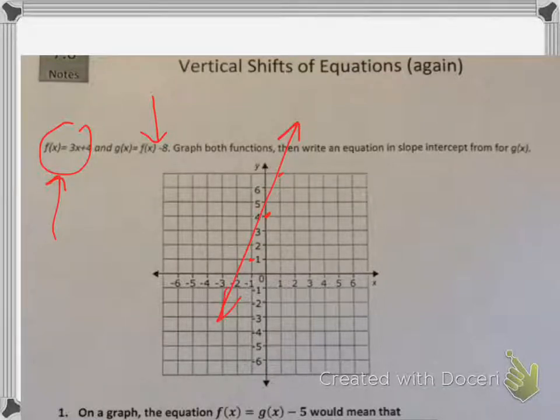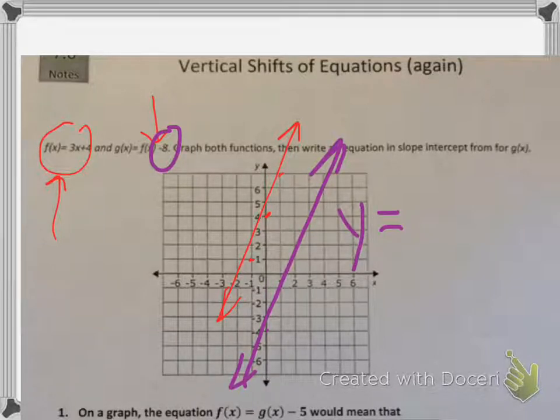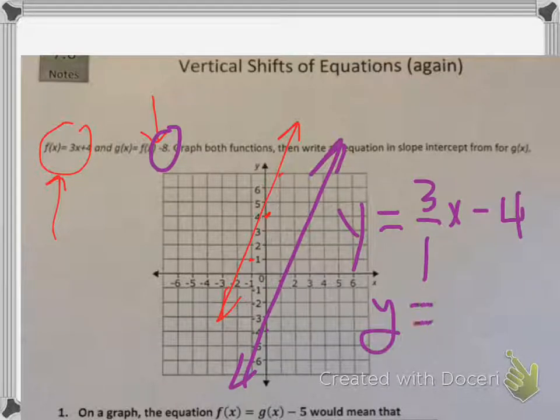And then it says actually take that graph and move it down 8 units. So instead of crossing here at 4, I'm going to move it down 8 units, which would be down here at negative 4. I'm still going to have that same slope of up 3 and over 1. So my line's coming through like this now. So my new equation of my line, I know now intersects the y-axis at negative 4. And then my slope, like I said before, is going to have the same slope, so 3 over 1. So my equation of my new function is 3x minus 4. And that's actually my g of x function.